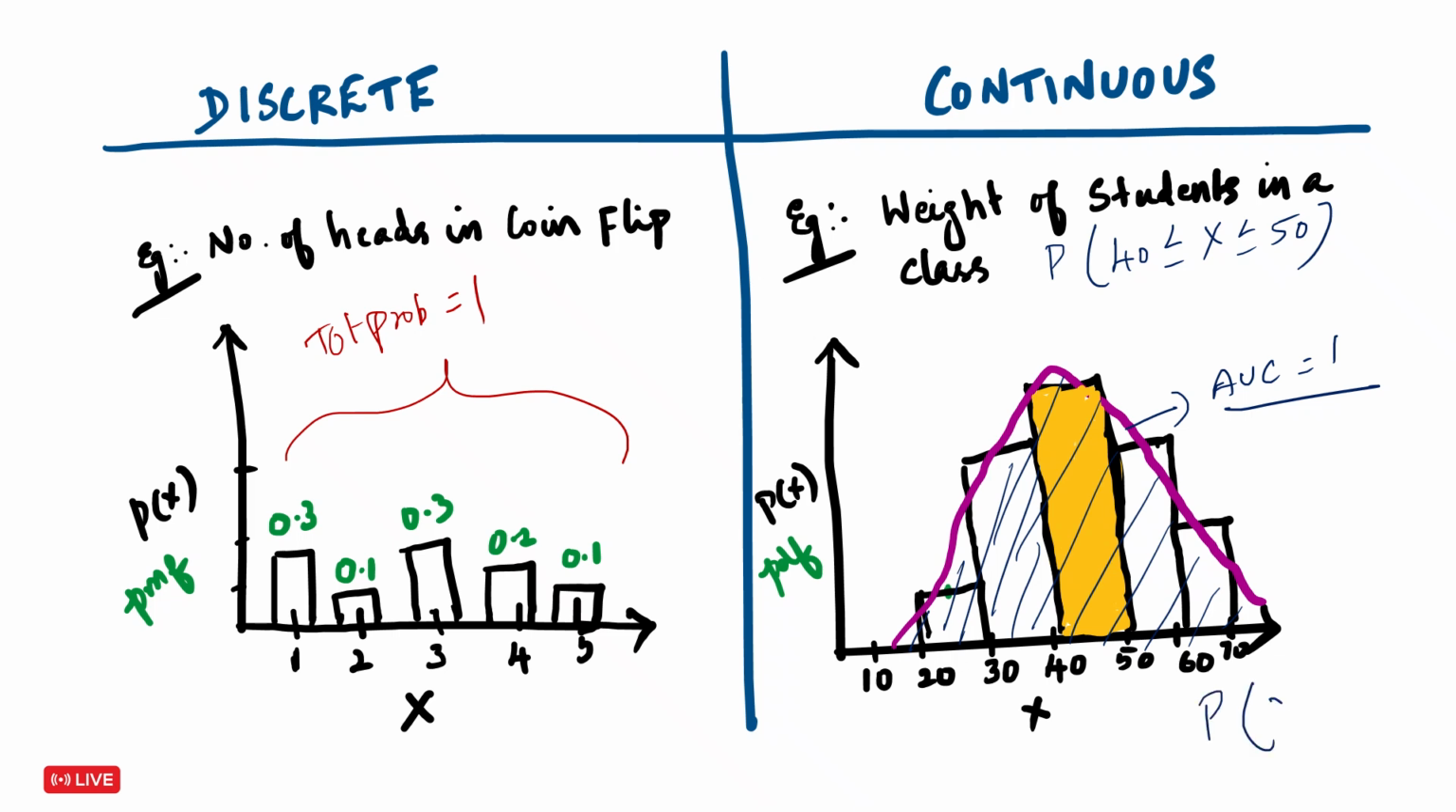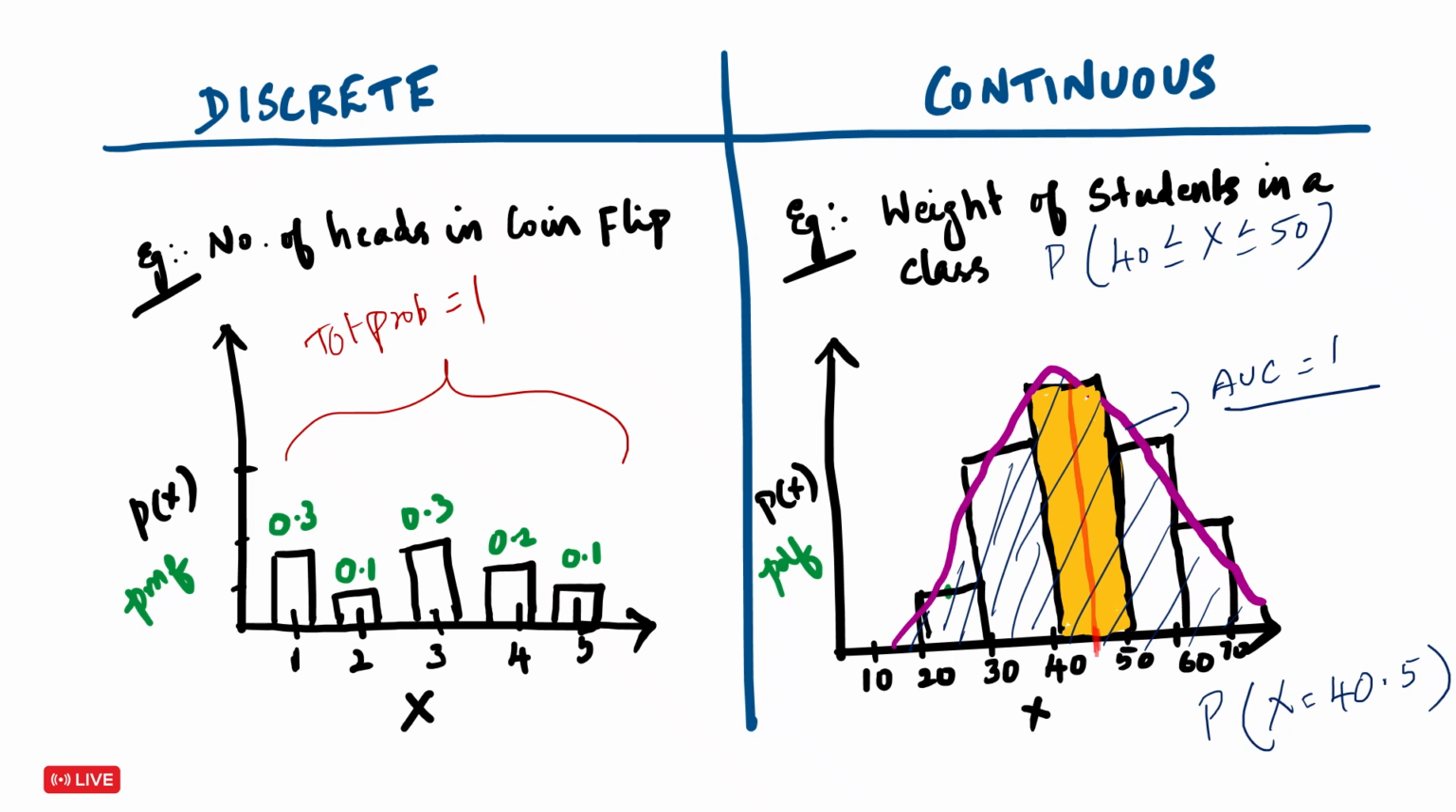Probability of the random variable capital X equal to 40.5. So 40.5 is here. So they are talking about the area of this line. So this is just a line. It has got no width, no area.